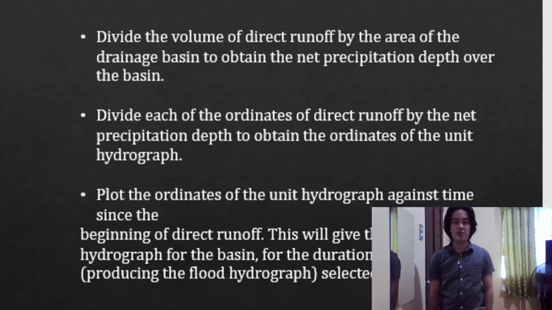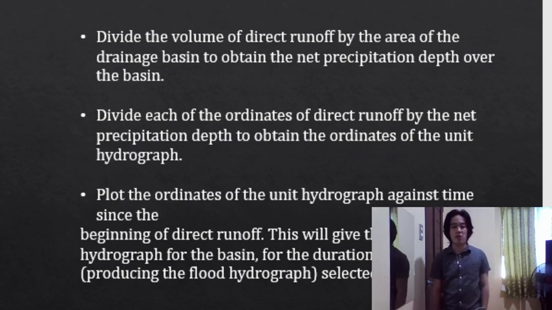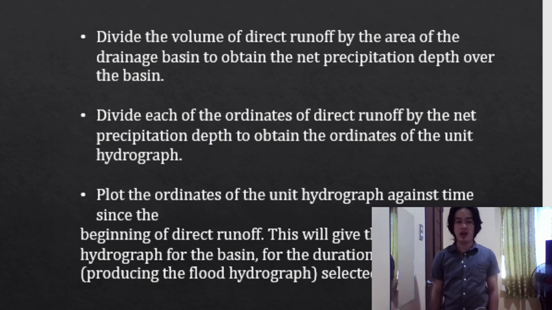So divide the volume of direct runoff by the area of a drainage basin to obtain the net precipitation depth over the basin. Then divide all of the coordinates of direct runoff by the net precipitation depth to obtain the coordinates of the unit hydrograph.